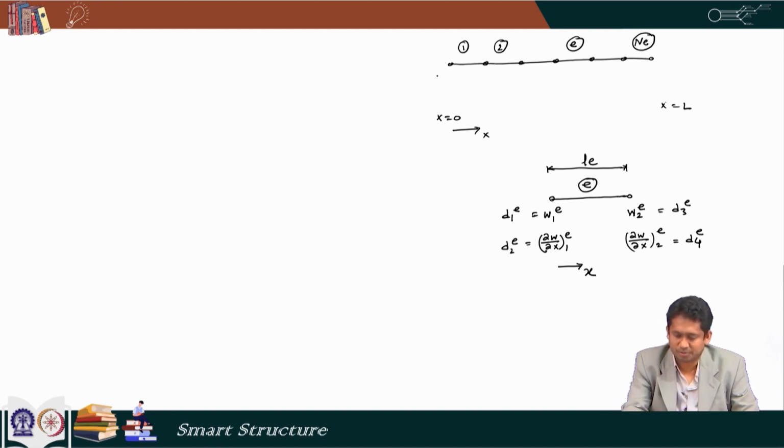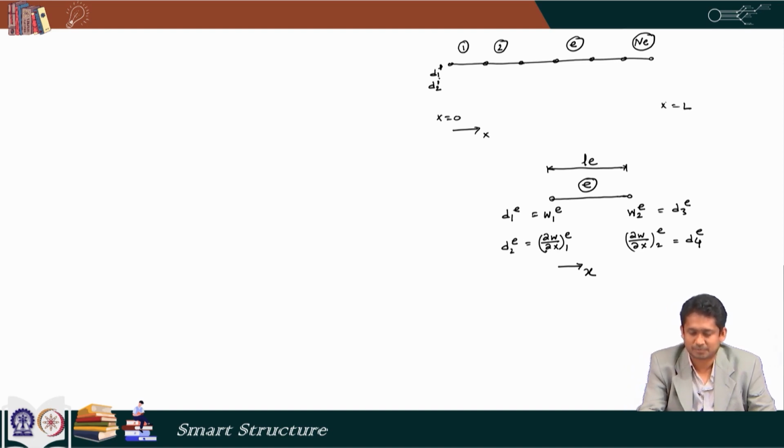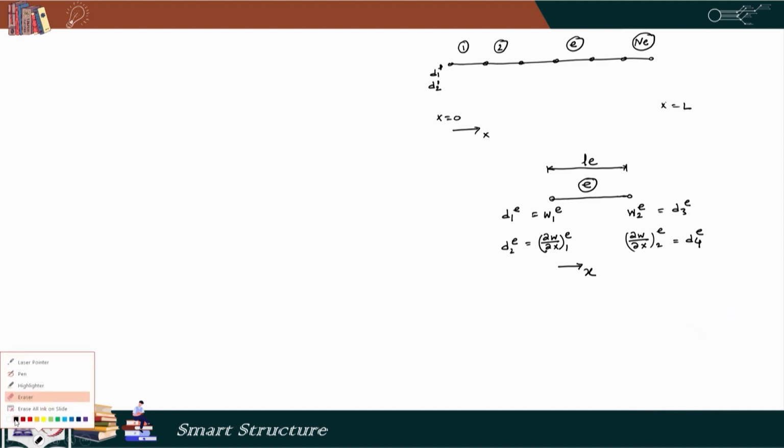Now, if I put the degrees of freedom numbers here, we can say we have D11 here, because this node is the first node of element number 1, and we can also say that we have D21 here, and this we can call D31, and this we can call D41.